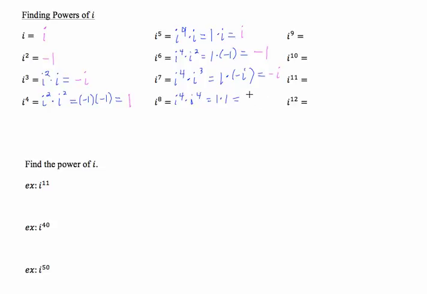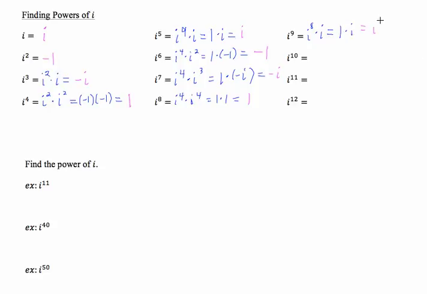Now look at what we just did. Do you see a pattern here? i and i, negative 1, negative 1, negative i, 1, 1. So when we break down i to the ninth, I'm going to break that down into i to the eighth times i to the first. i to the eighth is 1. So as you can see, all of these down here are going to be 1. So we're left with 1 times i, and this one also is i.